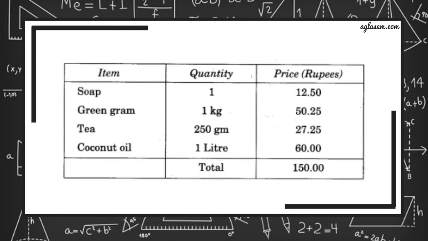Second item is green gram. Here the quantity is 1 kg and the price is 50.25. Whereas third item is tea. Here the quantity is 250 gram. Whereas the price is 27.25. Fourth item is coconut oil. Here the quantity is 1 liter and the price is 60 rupees. So now we can get the total of price, that is 150.